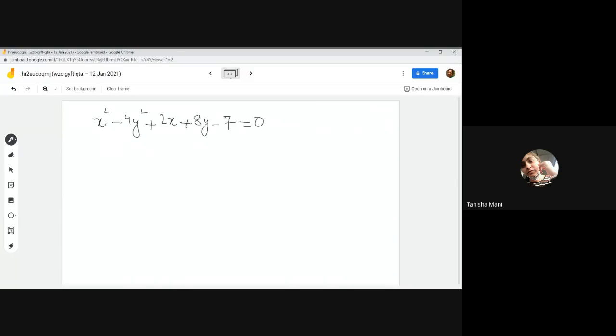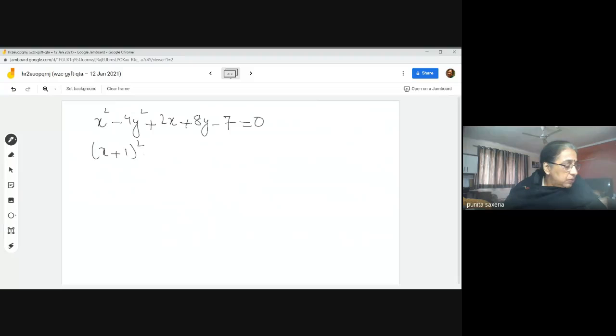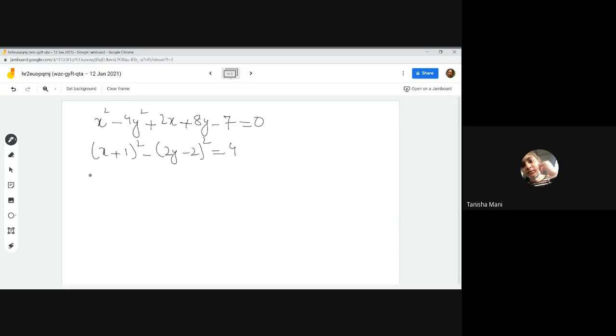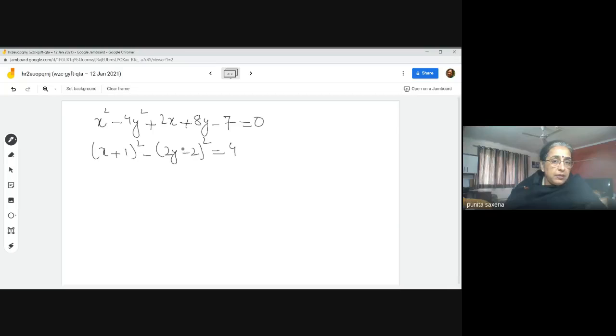Do this together. x plus 1 whole square minus 2y plus 2 whole square equal to 4. Ma'am, if you are taking the minus in the bracket, okay, let's see: x square plus 1 plus 2x minus 4y square minus 4.